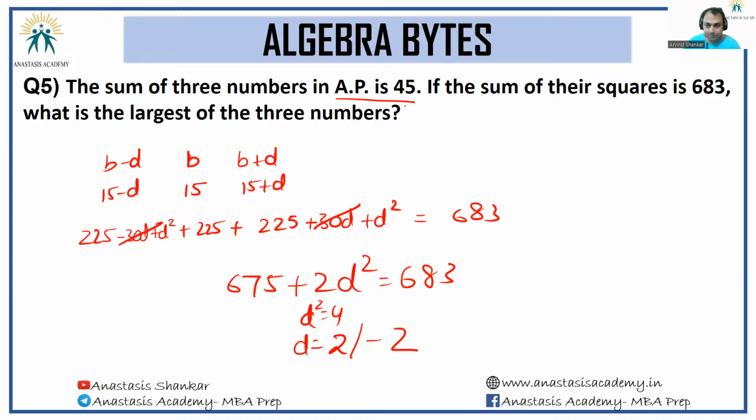Doesn't really matter. The question asks me for the largest of the 3 numbers. If D was 2, I would have 17, 15, 13. If D was minus 2, I would have 13, 15, 17. In either case, the largest of the 3 numbers will always be 17. And that is the answer to the question.